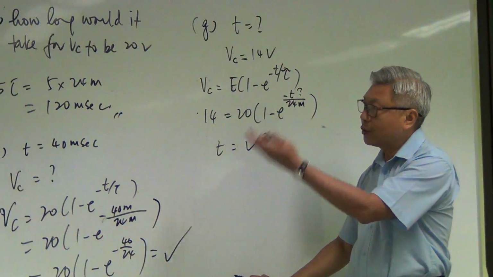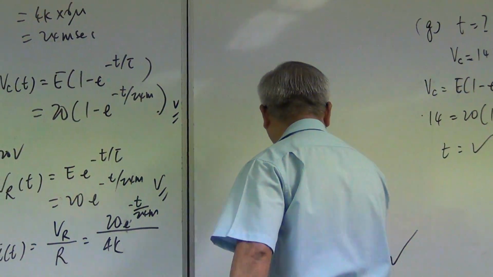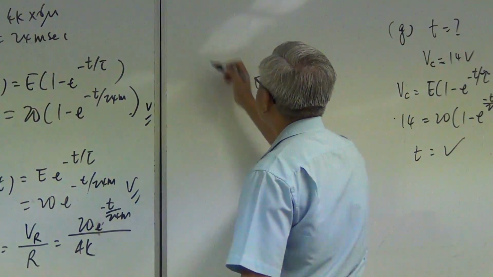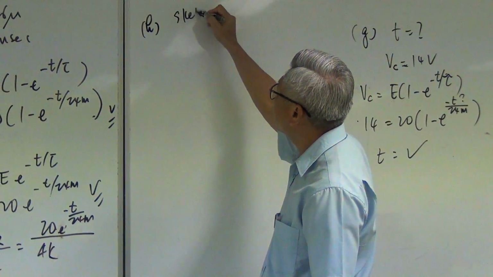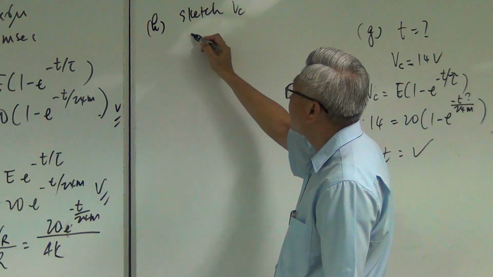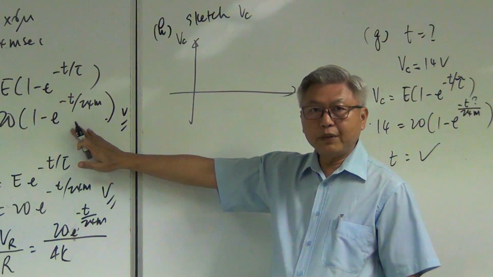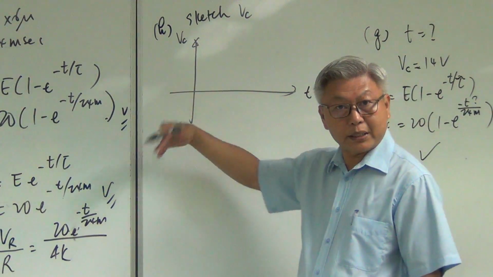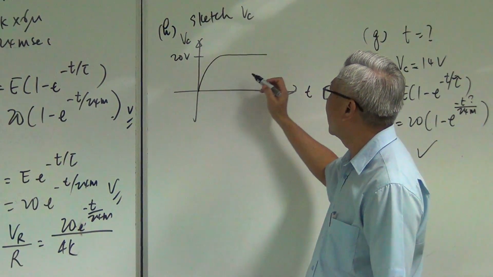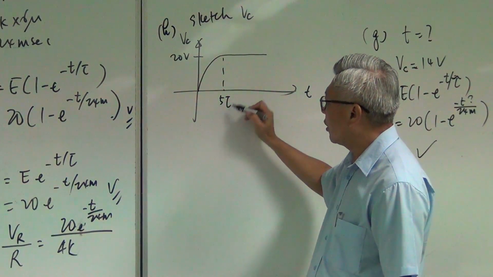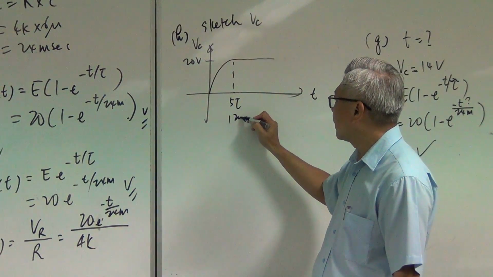Then we move on to sketching the graphs. Part H. Can you sketch the graph of VC? So this is VC and this is time. VC is an increasing function, so you increase from 0 volt to 20 volts. And how long does it take? 5 time constants. And 5 time constants is 5 times 24, so it's 120 milliseconds.